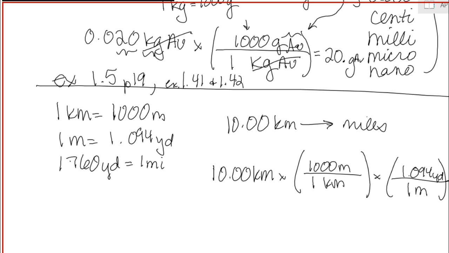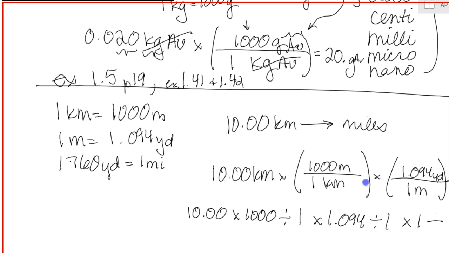Noting that I'm not doing any of these steps independently or rounding, I'm going to type this all into my calculator. If you're curious about how I would do that, I would do this: 10.00 times 1,000 divided by 1 times 1.094 divided by 1 times 1 divided by 1,760. Then I would hit equal sign. And the answer that I would get would be 6.22 miles.